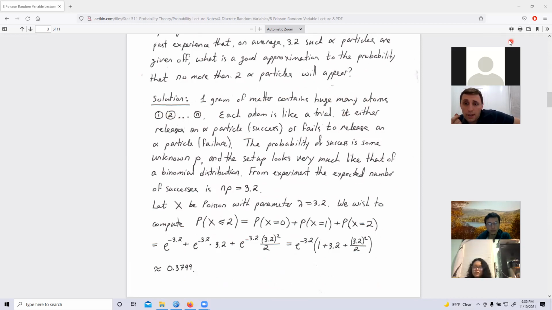Billions of them, right? And the chance that each one of them releases an alpha particle is minuscule. Do you agree? Because if it were larger, we would see thousands or millions of successes, but we see about 3.2 out of billions and billions of atoms in 1 second. Which means that the probability that an atom releases an alpha particle is so much tinier than 1 over the number of atoms available.